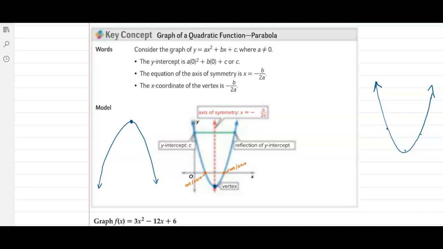The equation for the axis of symmetry is going to simply be the coefficient of the linear term, b, over twice the coefficient of the quadratic term, a, and we're going to take the opposite of it. That's going to give us our axis of symmetry.